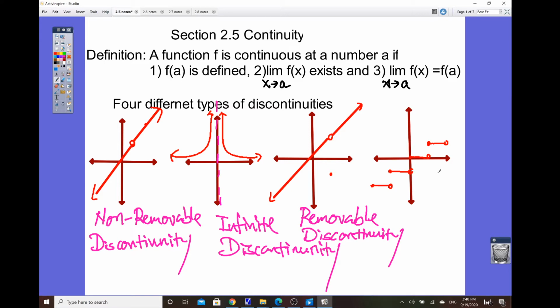Now what about the other situation here? If you see a staircase function, like the integer function we talked about already, like int of x, if you put it into the calculator, it's the integer function or the staircase function. This one is called a jump discontinuity. Okay, so we have four different types of discontinuity: non-removable, removable, infinite discontinuity with the vertical asymptote, and the fourth type, the jump discontinuity.